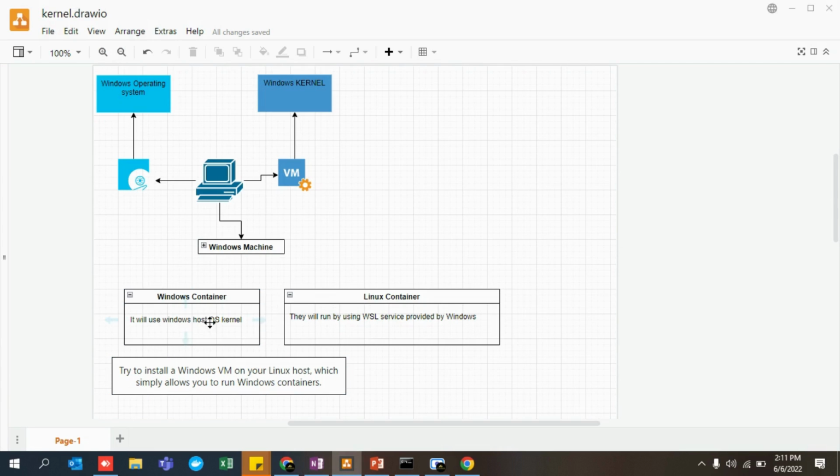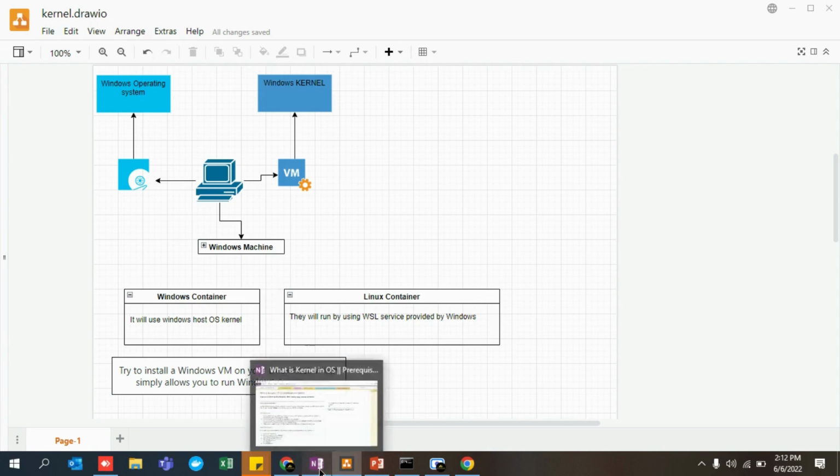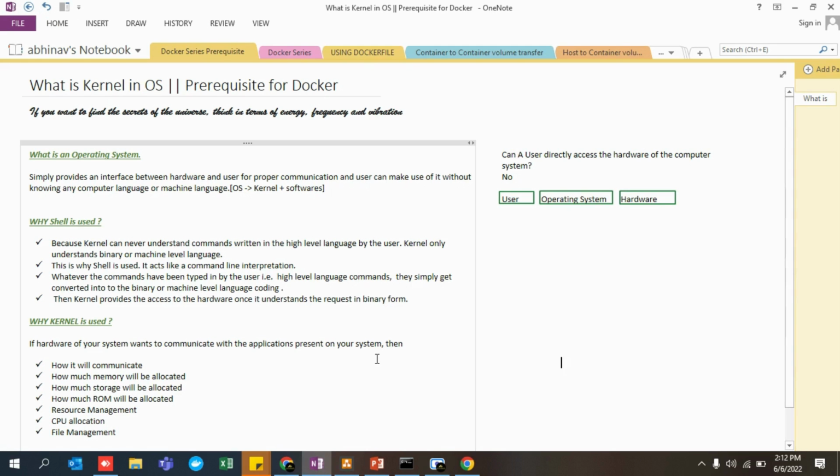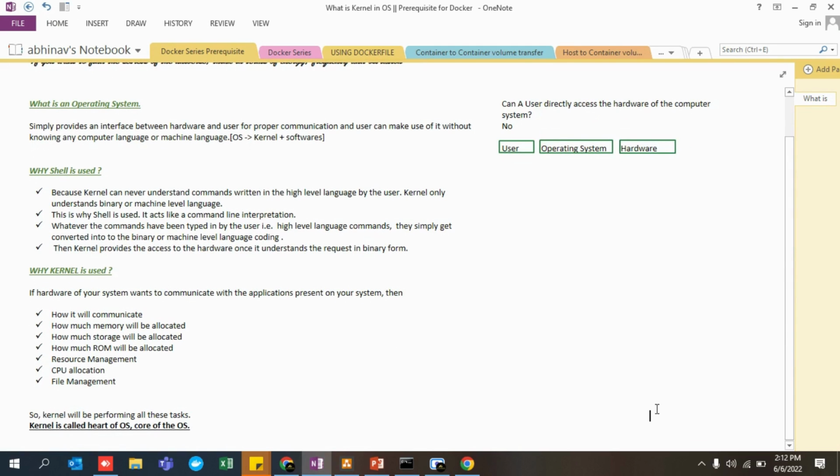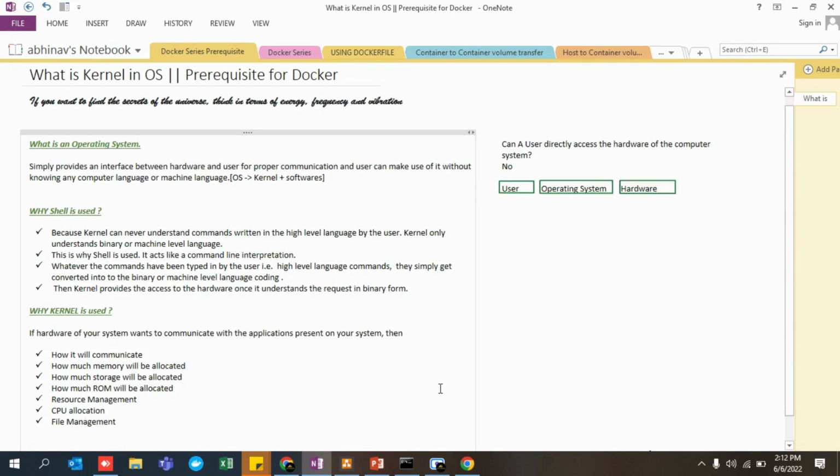Like the way I've written over here, it is using the host OS kernel. But what do we mean by host OS kernel? What actually is a kernel? What are the functionalities of a kernel? If you ask somebody, people tend to get confused. So this is the reason why I have created this particular video, in order to bring some information and knowledge to you guys, so that whenever you go for these kinds of interviews, you do not get stuck.